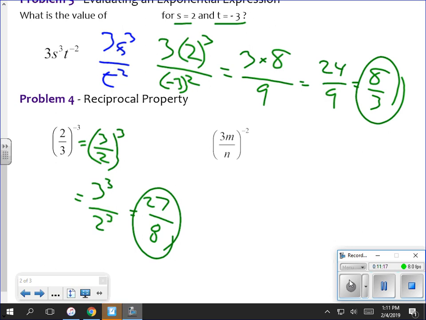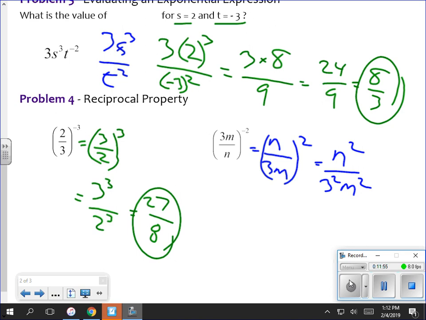Same thing on the next one. My first step, flip it over, change the power, make it positive. So this is n over 3m to the second power. And then my next step is to raise everything in there to the second power individually. So I have n squared over 3 squared m squared. Everything inside gets squared.